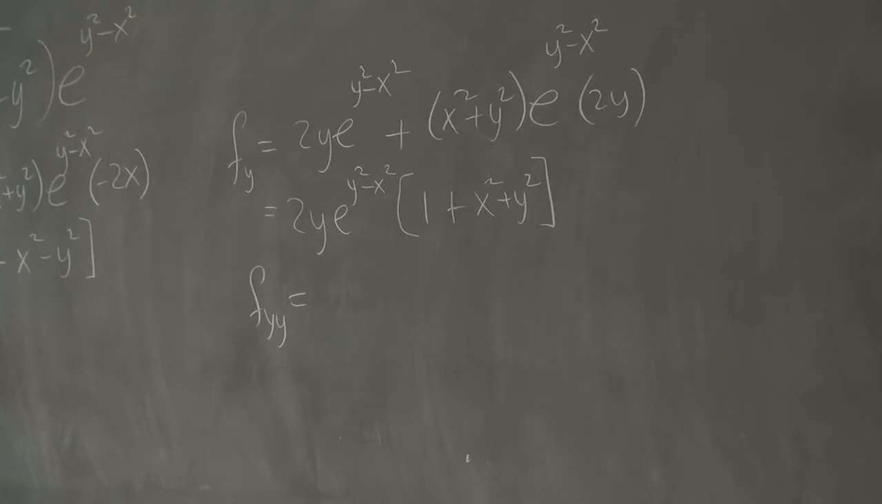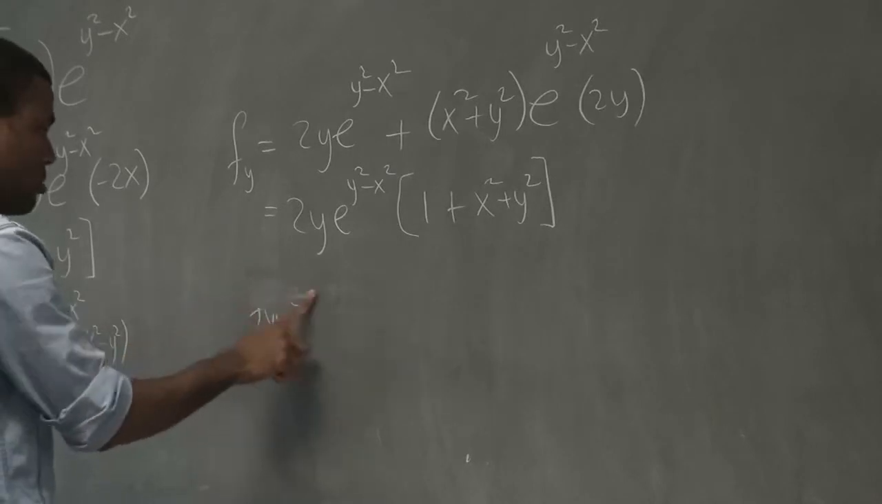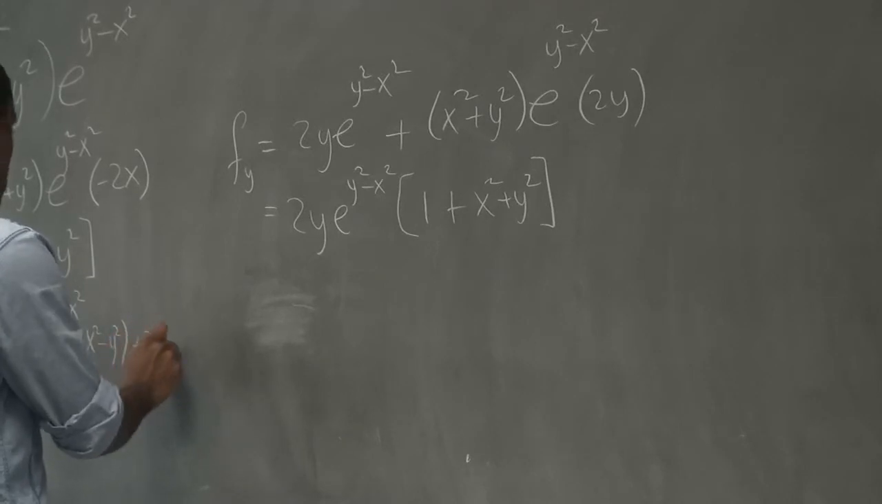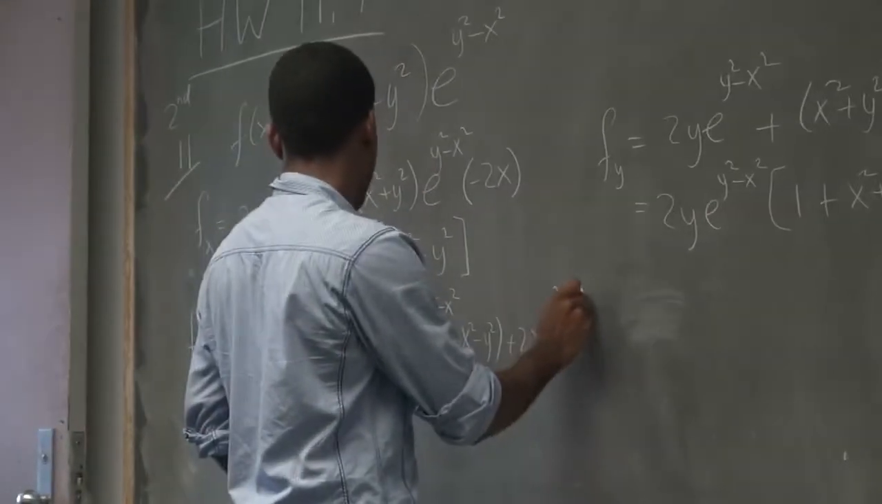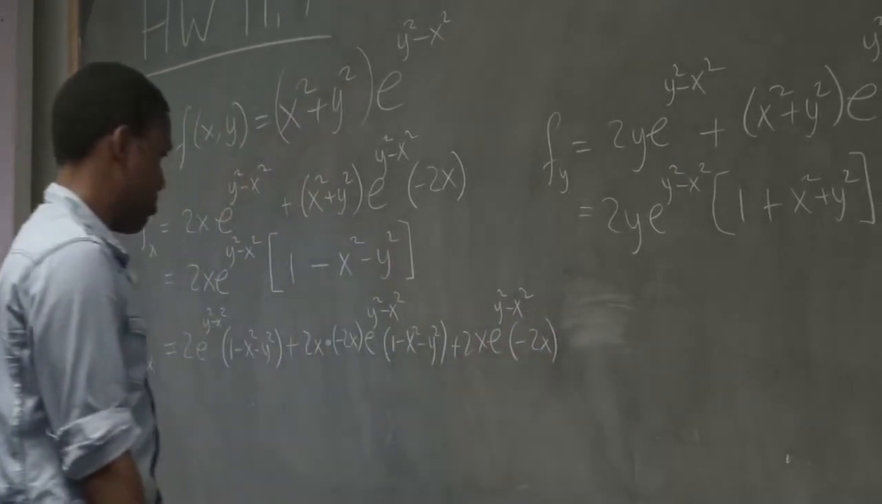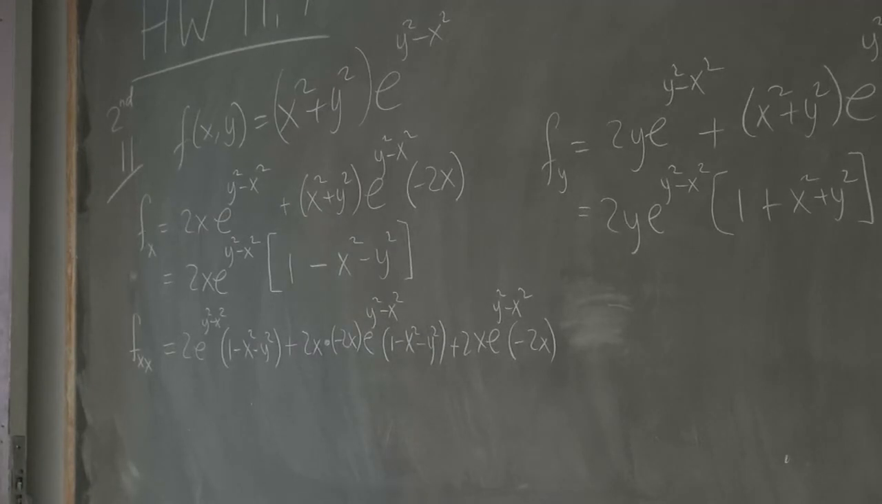Right? I think I got 2x to the fourth minus 5x. Is that really wrong? Well, I simplified it afterwards. I got 2e to the y squared minus x squared times 1 minus x squared minus y squared. That's right. Let me do it. Minus 2x. Isn't that 2x squared? No, it's 2x. That might be my problem.